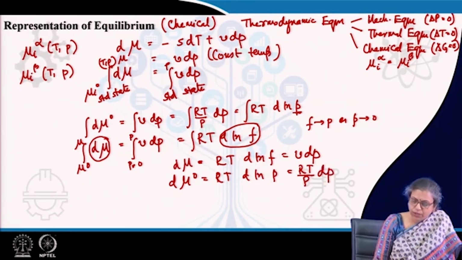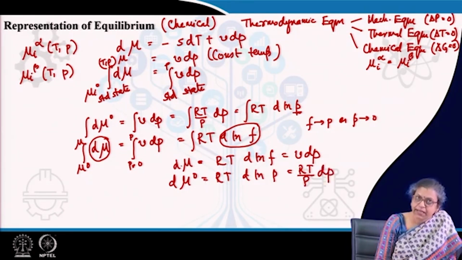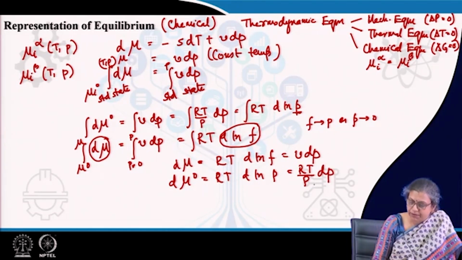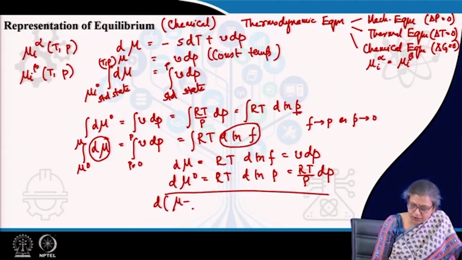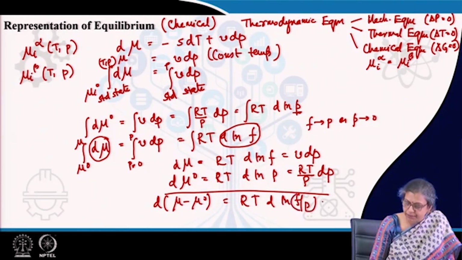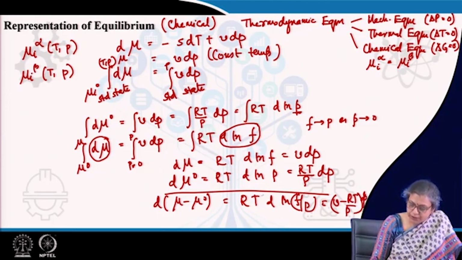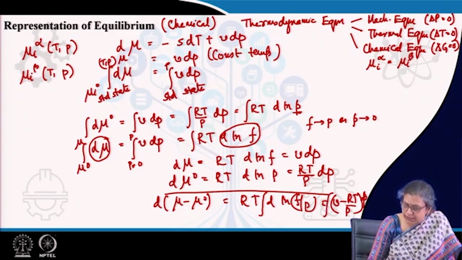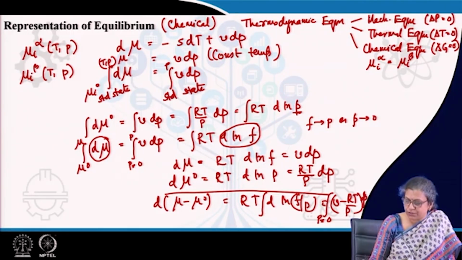So, if we want to find out mu under any particular condition, we simply write it in these terms, and from here we know that d of mu minus mu 0 is equal to RT d ln F by P, which equals V minus RT by P dP. And now we can integrate this equation from what state? F by P equals 1. Under what condition does that happen? When P equals 0.